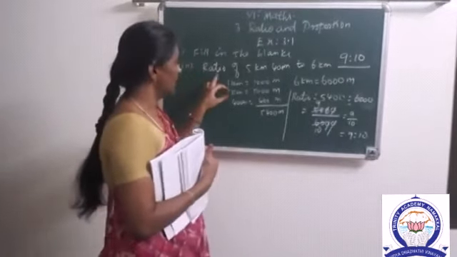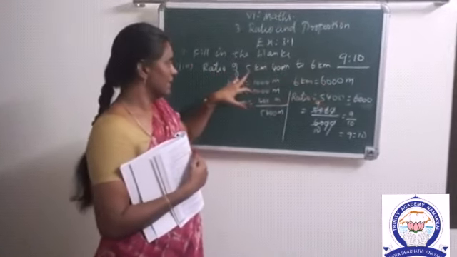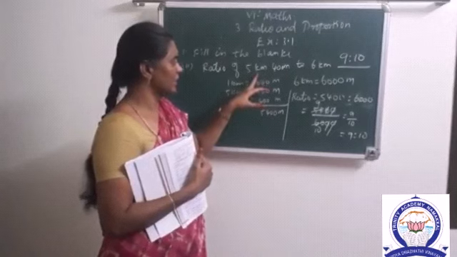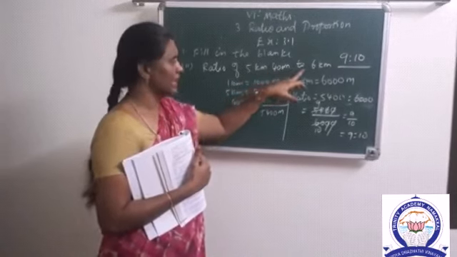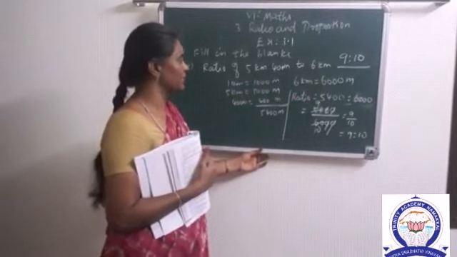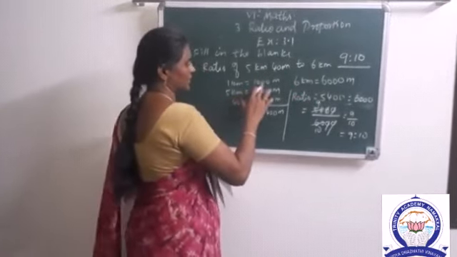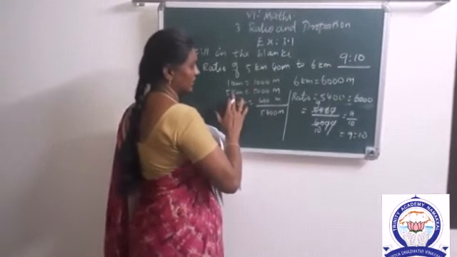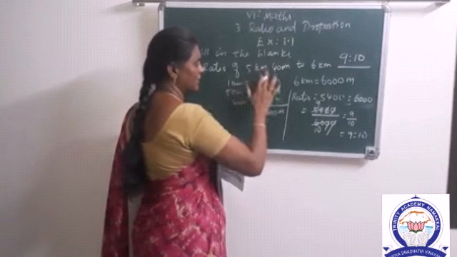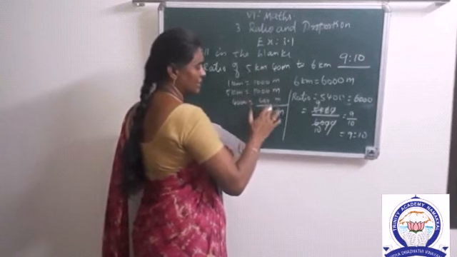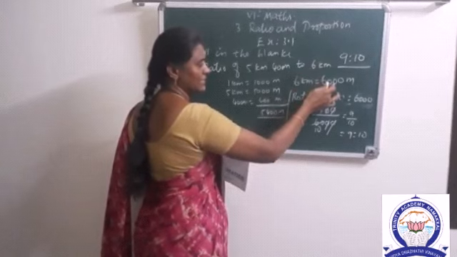The third sum is ratio of 5 kilometer 400 meter to 6 kilometer. See here also the units are different. Here the first term is 5 kilometer 400 meter and the second term is 6 kilometer. See here we know that 1 kilometer is equal to 1000 meter. So 5 kilometer, 5 into 1000, 5000 meter. 5 kilometer and 400 meter, so we write 400 meter, we add these two, we get 5400 meter. For this 6 kilometer, we write 6000 meter.